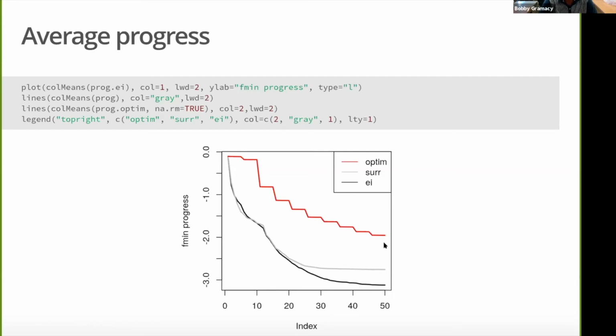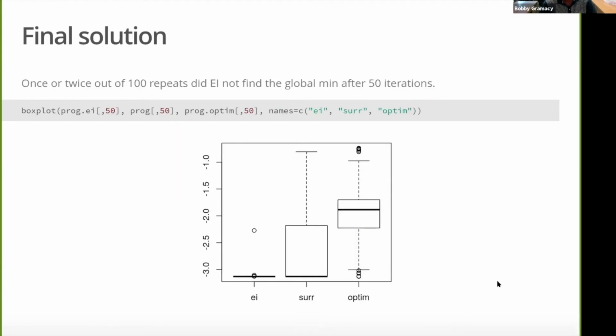So here I'm going to show you at iteration 50 what the distribution of best value is. Okay, so EI is not perfect, right? There was one example out of the 100 where it hadn't converged yet to the right answer. More iterations would have certainly done it. So 99 times out of 100, it gets the right answer.